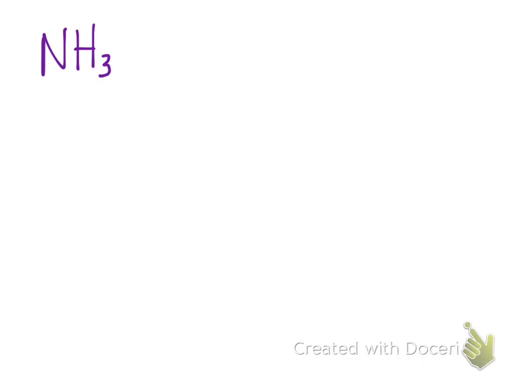Count valence electrons. So nitrogen gives us 5. Right? We got to be good with valence electrons. It's in the 5th group, or 15, so it gives us 5. Hydrogen each gives us 1, so 3, which means we have a total of 8 electrons here that we need to represent somewhere in our structure.